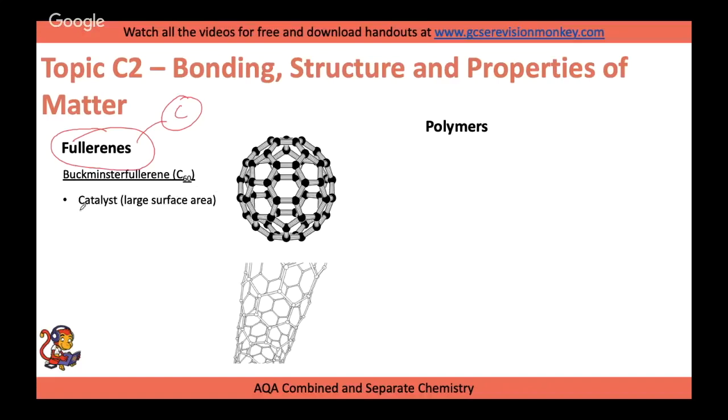And this means it makes a good catalyst because it has a large surface area in terms of its volume. So really, it would be better to say it has a large, like we've done before in biology, surface area to volume ratio. It's good for drug delivery because it acts like a cage. You can make this around a particular drug and allow it to transport it around your body. And also it's a good lubricant.